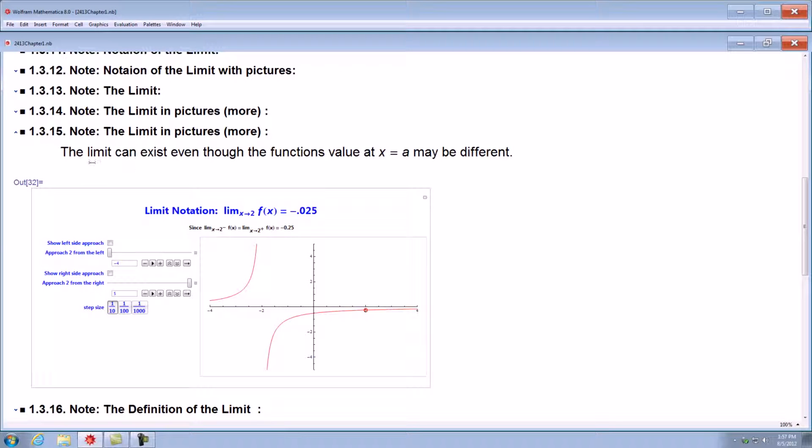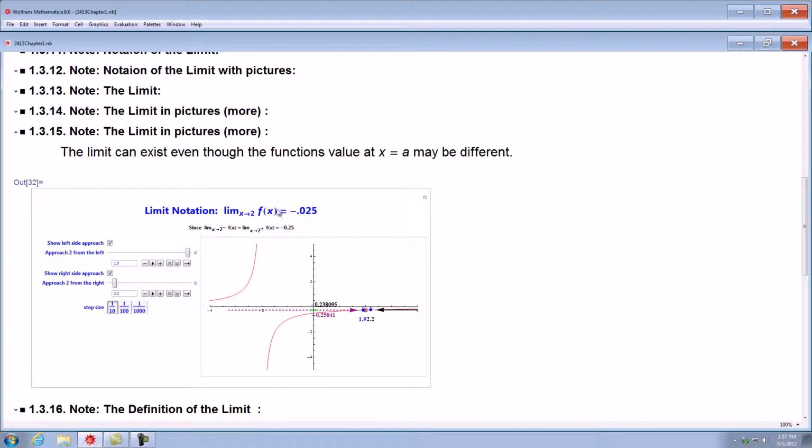How about this one? If I'm taking the limit as x approaches 2 of this function, I'm getting an answer of negative, I think this should be 0.25. Yeah, I think that's a typo. As I approach from the left, remember what was happening is I was getting really close to negative 0.25. And then as I approach from the right, I was also getting a limit approaching negative 0.25 also here. And since from the left and the right they're equal to the same thing, we have an answer.